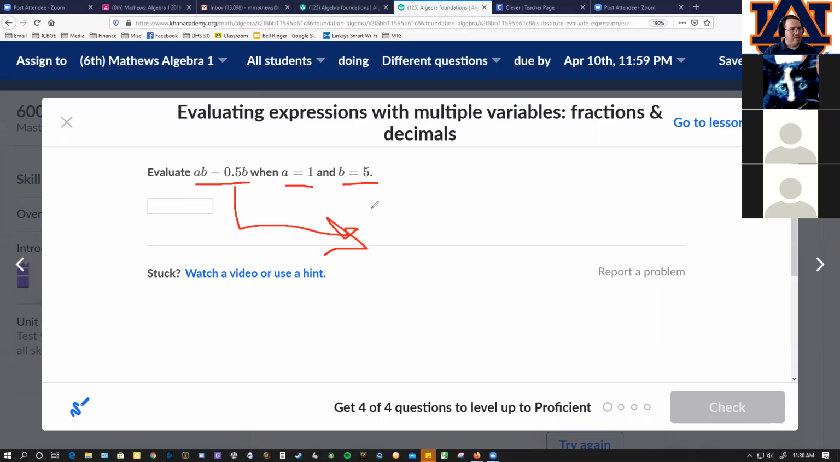So that would be AB, which is 1 times 5, minus 0.5 times B, which is 5. So that'd be 1 times 5 is 5, minus 0.5 times 5. Well, that'd be 2.5. And 5 minus 2.5 should just be 2.5.